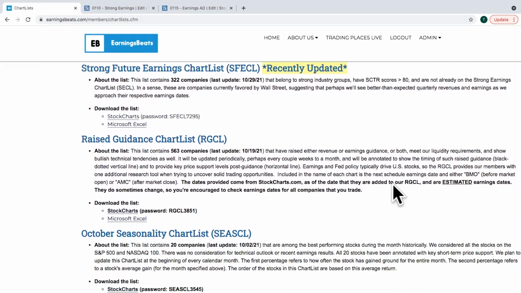Then we have a raised guidance chart list. This is, again, more fundamental. The raised guidance chart list is going to feature companies that, as you guessed it, have raised guidance within the last 90 days.